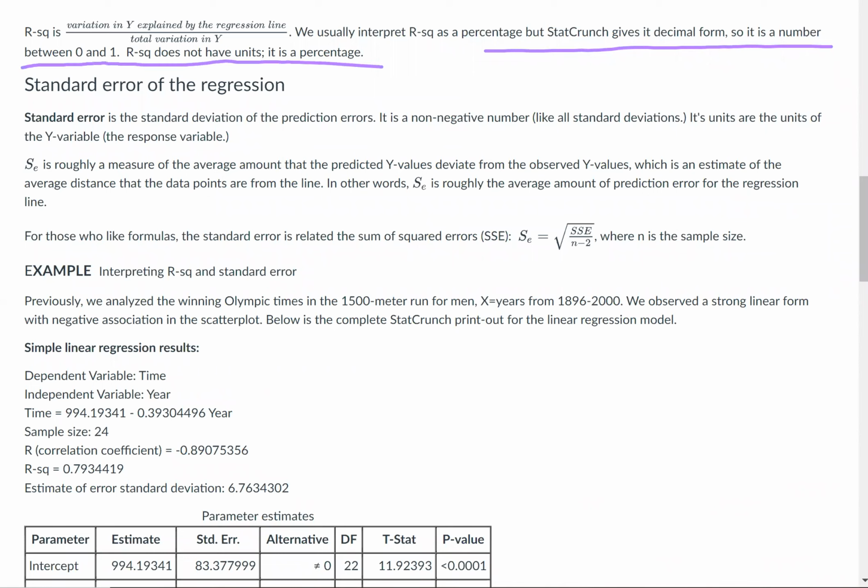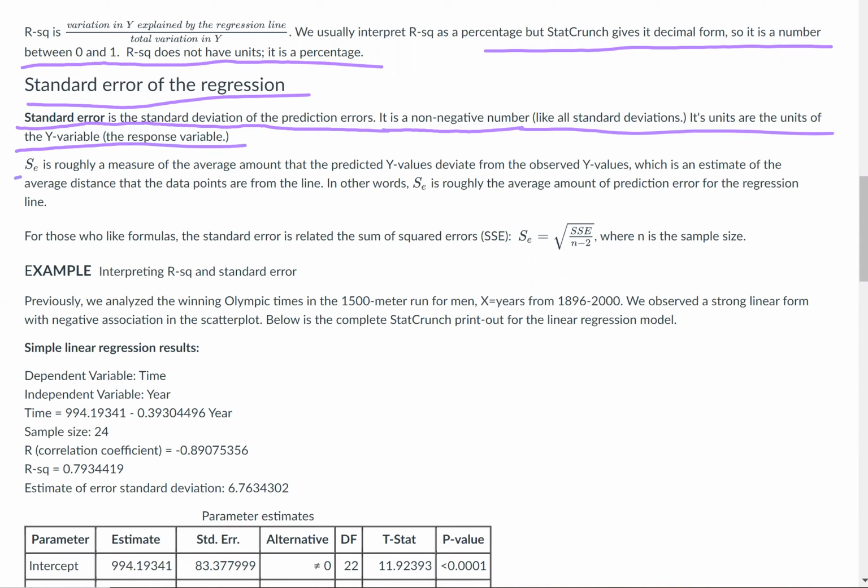Now we'll talk about the other methodology to see how well a line fits: the standard error of the regression line. Standard error is the standard deviation of the predicted errors. It is a non-negative number, like all standard deviations. Its units are the units of the Y variable, the response variable.